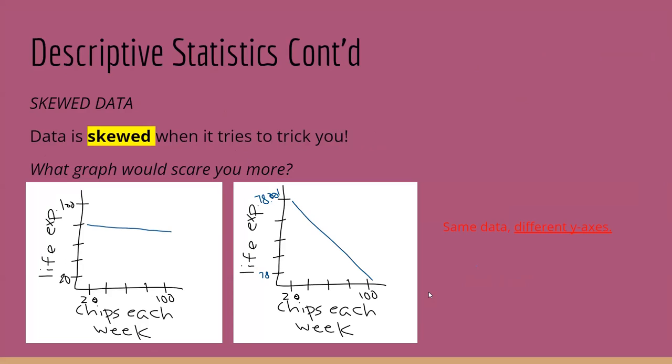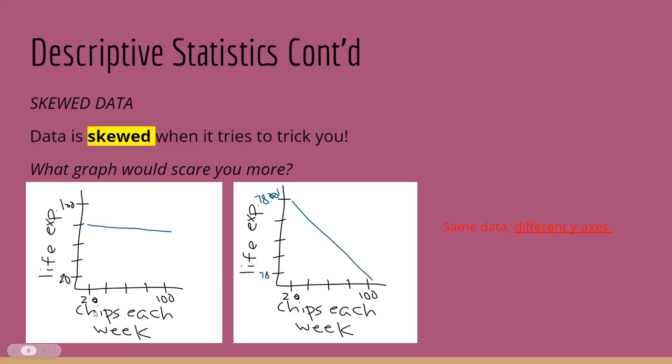Skewed data. What is skewed? Skewed data doesn't necessarily mean data that is incorrect. It means data that is misrepresented, which is common in magazines and advertisements. Here is an example. Which one of these graphs would scare you more? Let's say that there was a study about how eating chips affects life expectancy. I'm not saying this is accurate one bit, but this is just a hypothetical example. Let's say there was a magazine and you saw this in there. Which graph would scare you more?